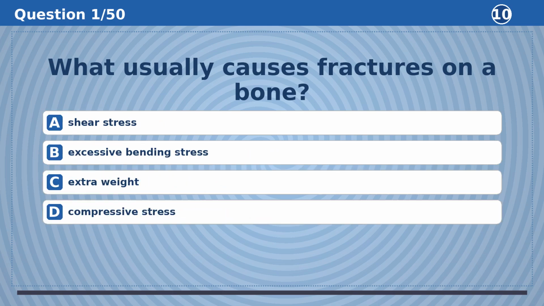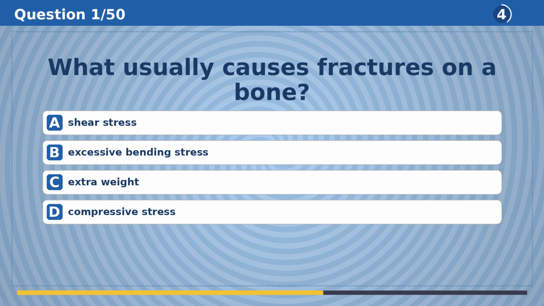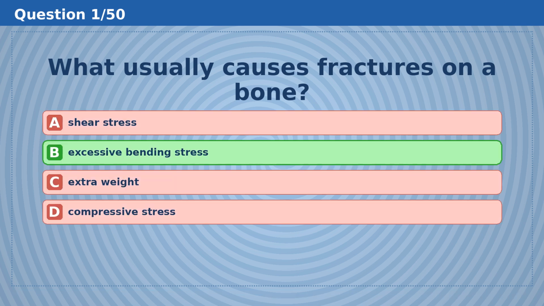3, 2, 1. What usually causes fractures on a bone? The answer is B, excessive bending stress.